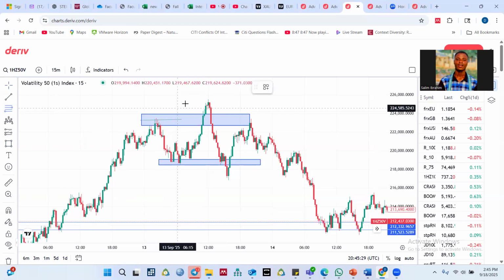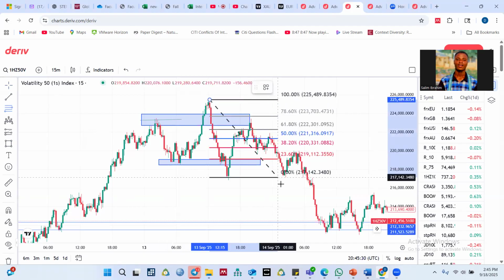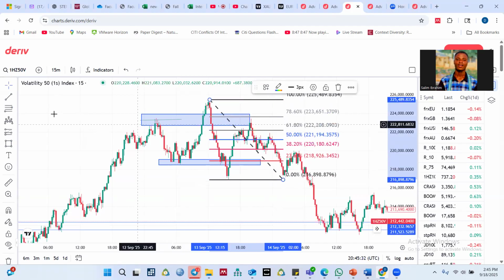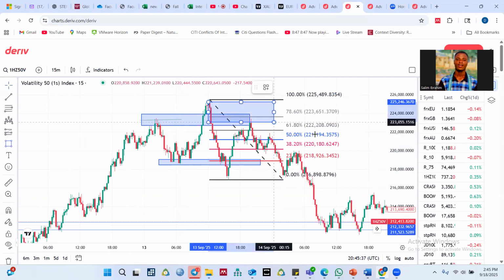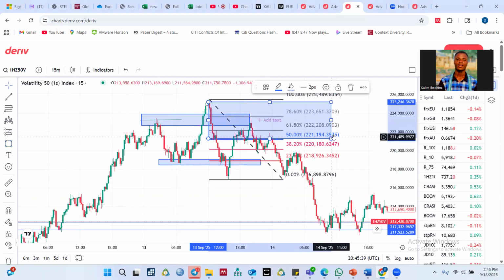So you use your fib to measure the range and you look for possible entries at the premium zone, which is anything above 50%. Price pushes up to 78.6%, and then boom, it sells. This is just a simple model.